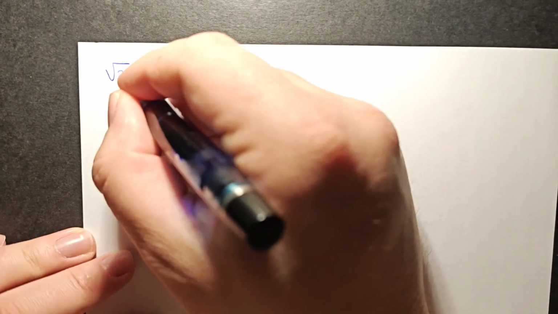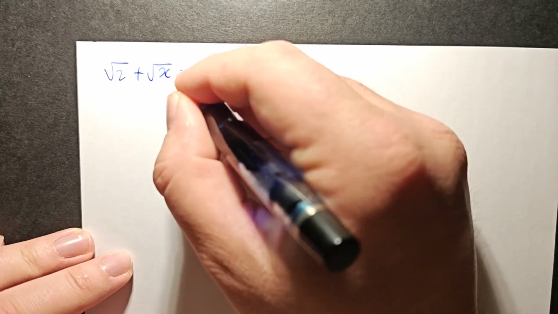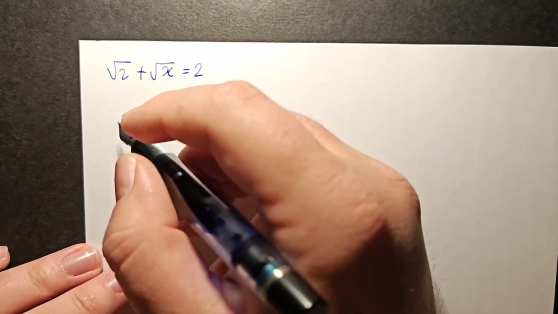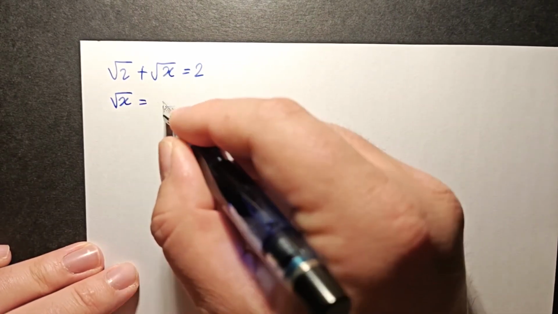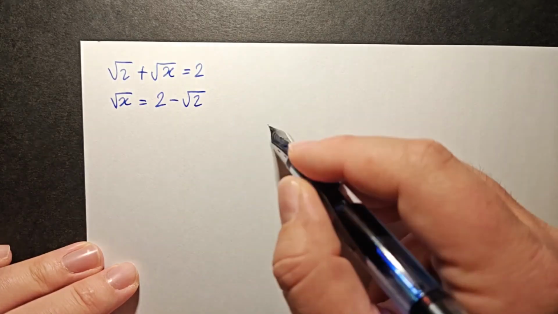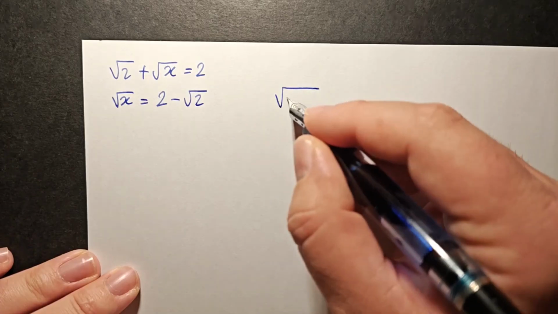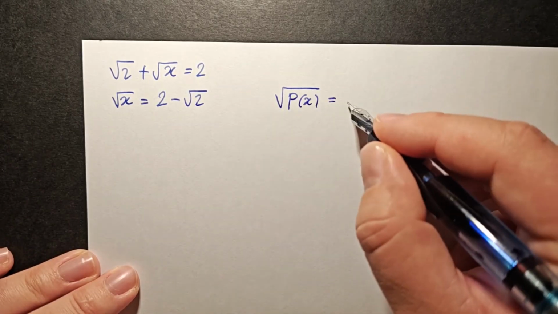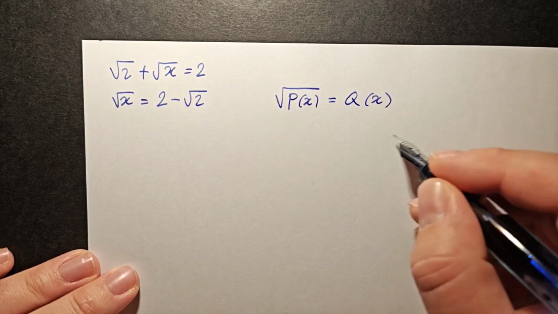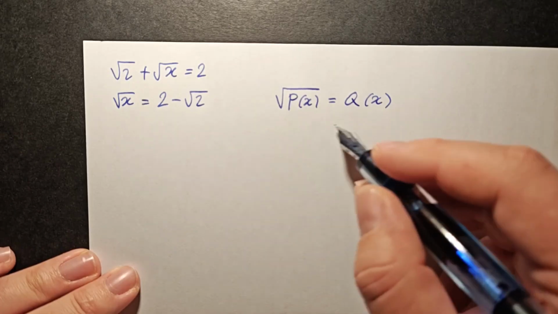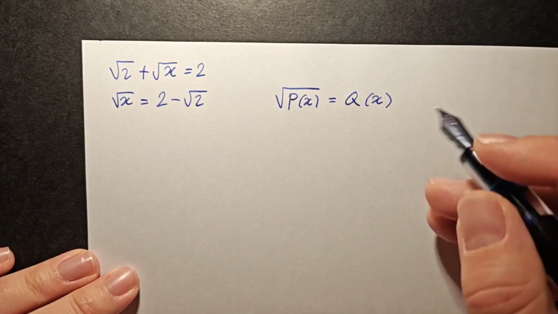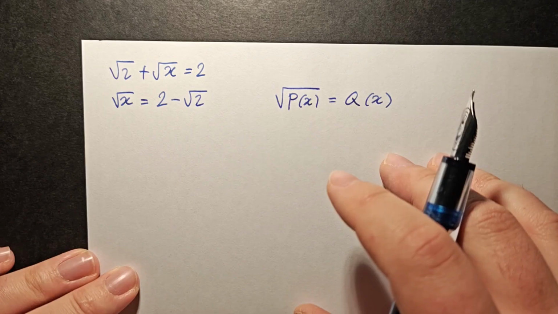Of course, there is a shorter way to solve this problem. The square root of 2 plus the square root of x is equal to 2. You can just express the square root of x as 2 minus the square root of 2. Again, this problem is a square root of p of x is equal to q of x, and this discussion is unavoidable when dealing with algebraic equations with square roots.